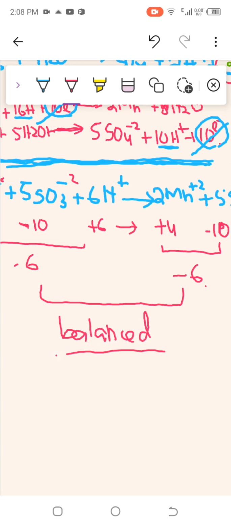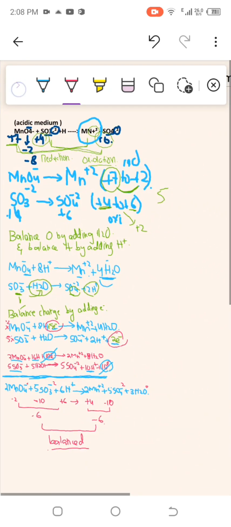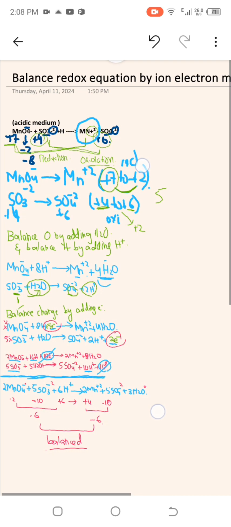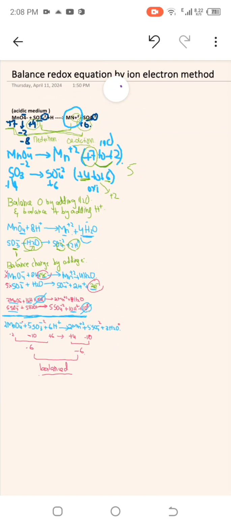So this was basically the electron method to balance this. But this was the acidic medium question. Okay, in the next video we'll do basic medium.